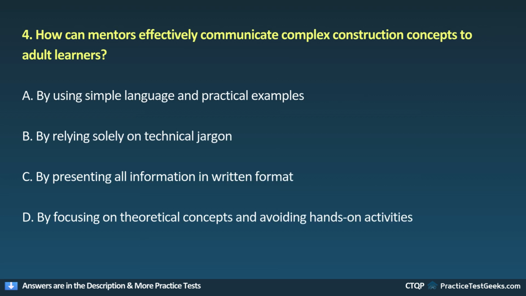4. How can mentors effectively communicate complex construction concepts to adult learners? A. By using simple language and practical examples. B. By relying solely on technical jargon. C. By presenting all information in written format. D. By focusing on theoretical concepts and avoiding hands-on activities.